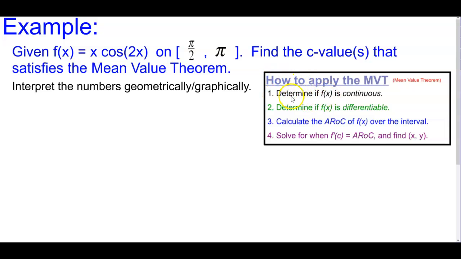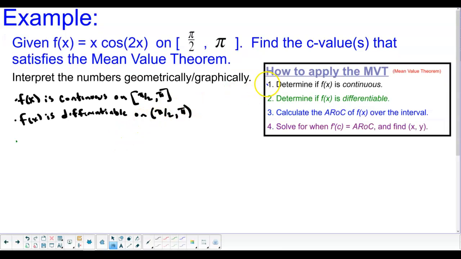So just quick, what do we have to do? We have to first determine if f of x is continuous and differentiable. Well, x is a continuous function. Cosine is a continuous function. So therefore their product is a continuous function. And the same goes with differentiability. So the first two conditions are met. I'm going to write that down.